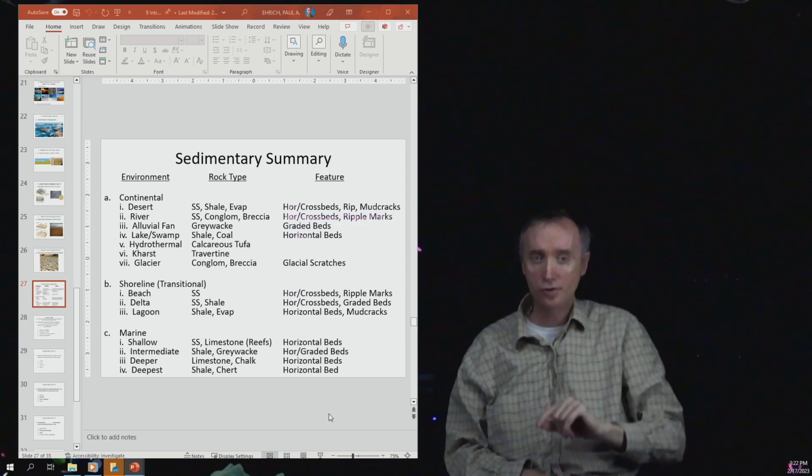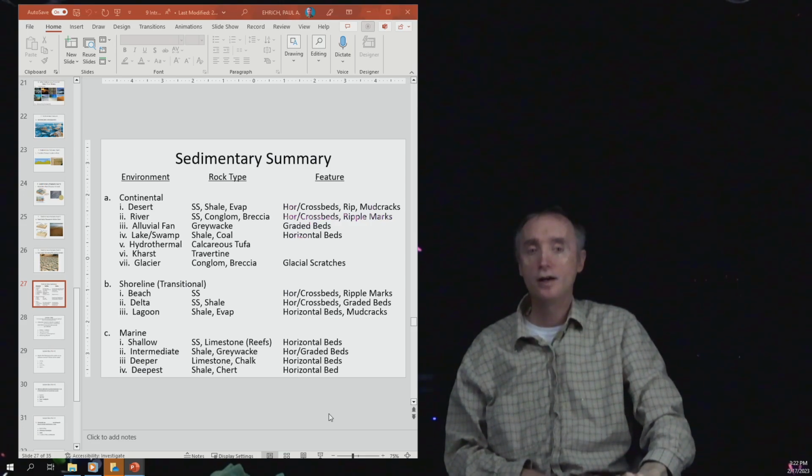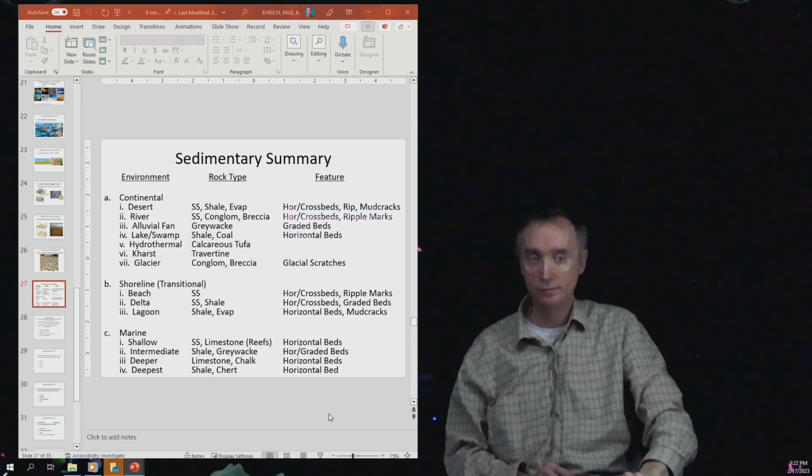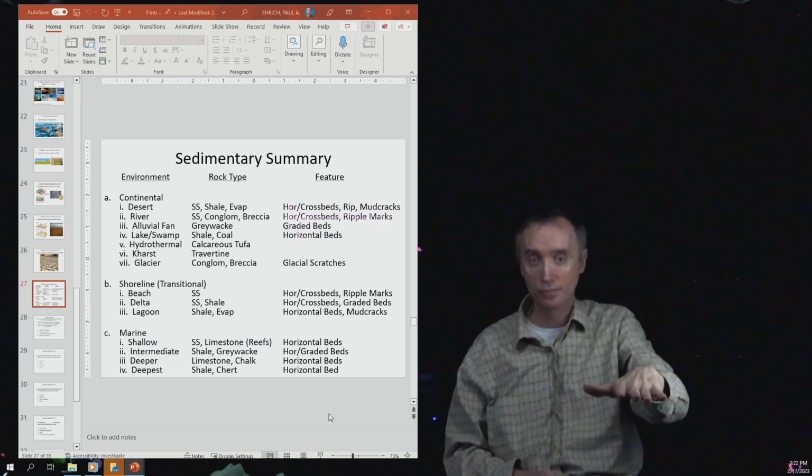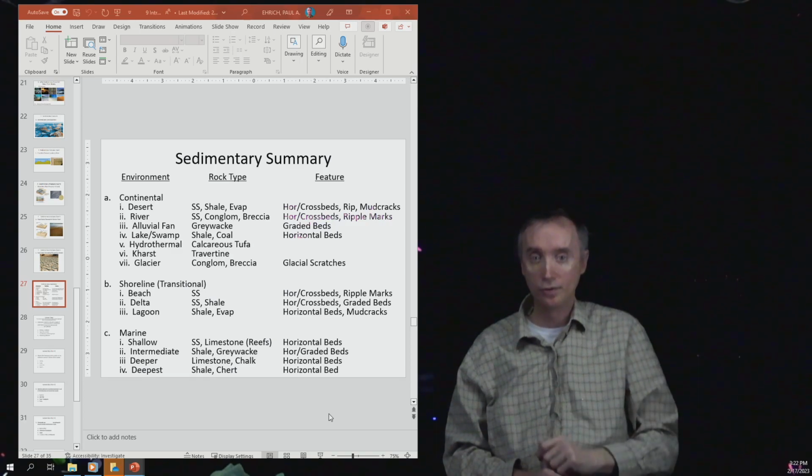You can also have chert out there, because chert is made of silica and not calcium carbonate. And so whereas calcium carbonate will dissolve once you get to a certain depth and a certain pressure, the silica will not. So you can form chert even in the deepest parts of the ocean.